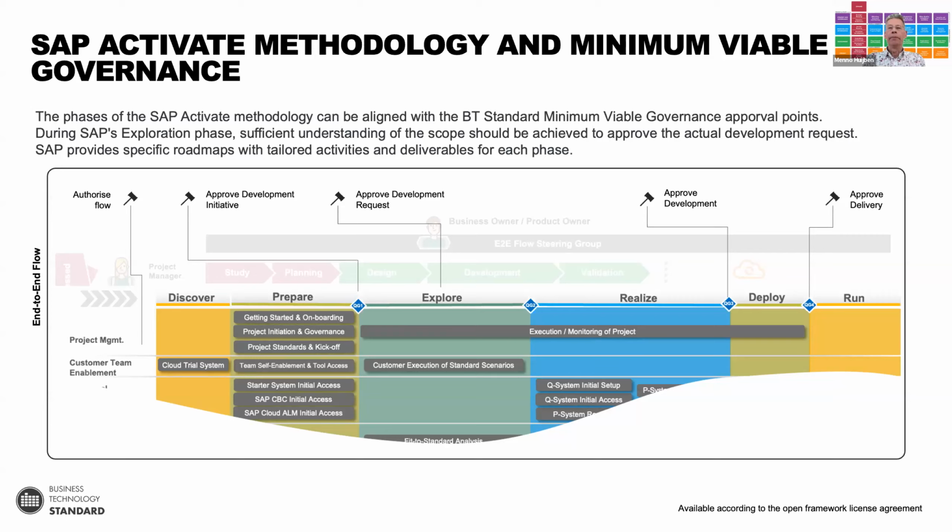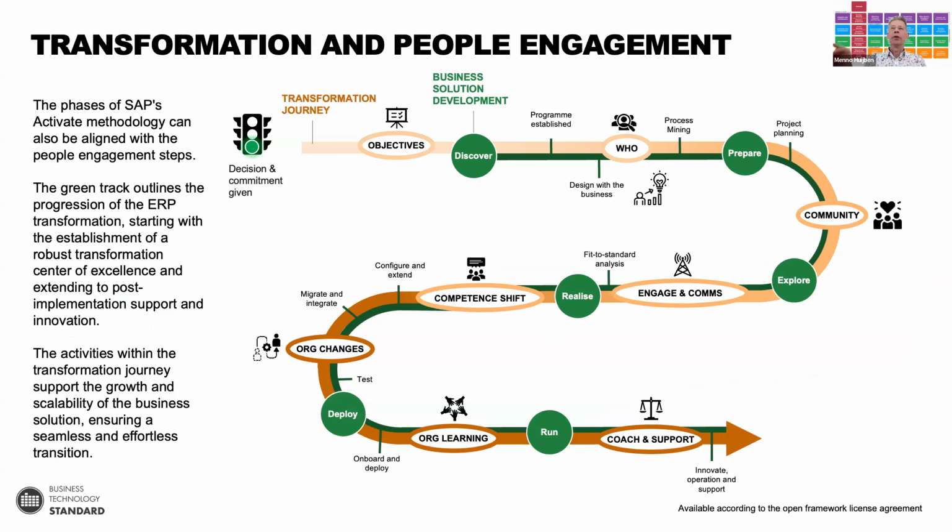I showed you this people engagement journey. It also very well fits the phases that SAP is offering. And from what I was reading, for example, about Microsoft Dynamics, you find similar types of phases in the whole transformation journey. They also talk about discover, prepare, explore, realize. So that's also one way to align and to build a common language of what it is actually that we're doing.